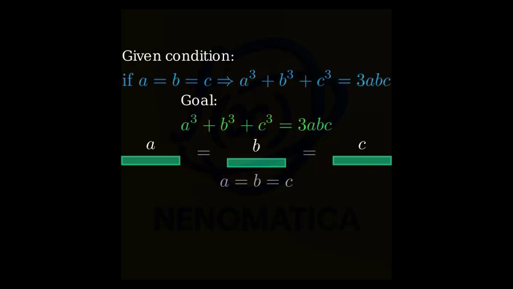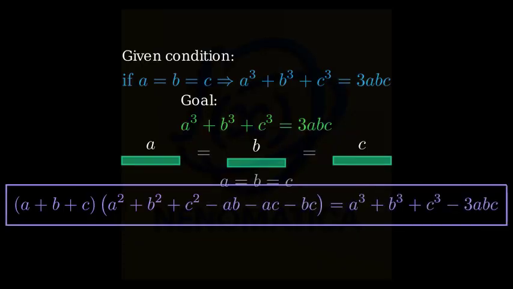Now, for the key algebra idea, there is a standard identity. (a plus b plus c) times (a squared plus b squared plus c squared minus ab minus ac minus bc) equals a cubed plus b cubed plus c cubed minus 3abc.